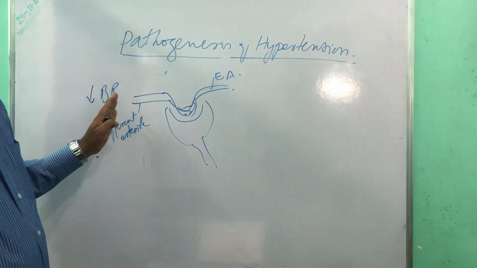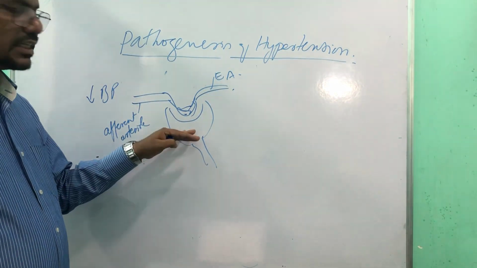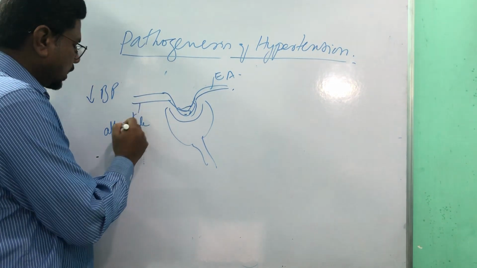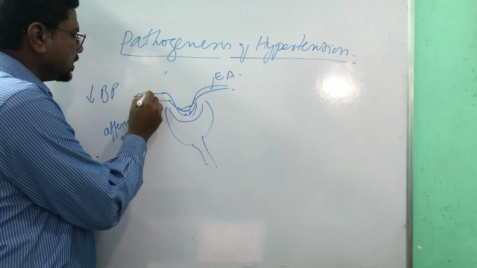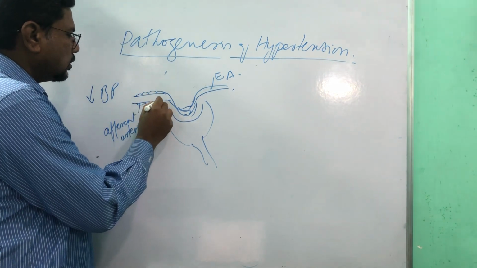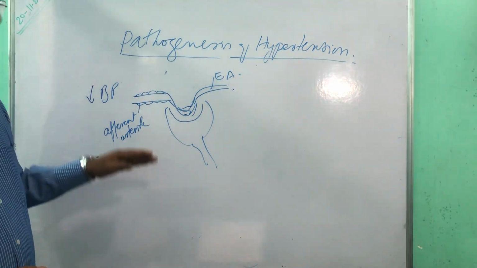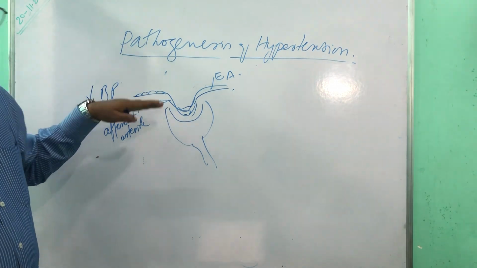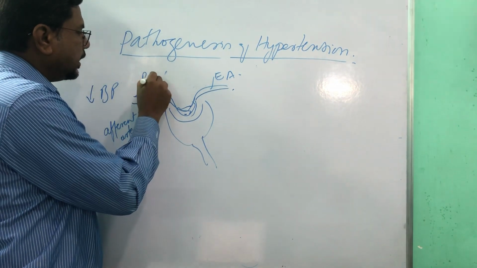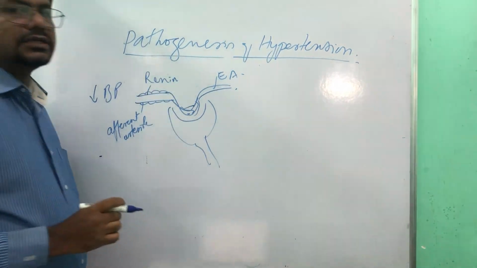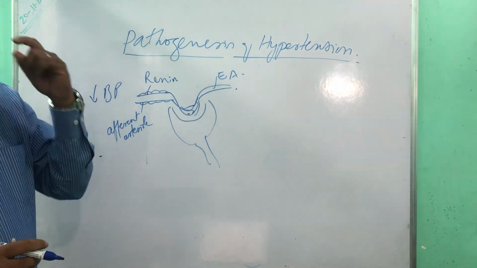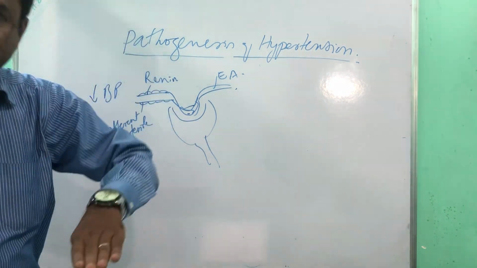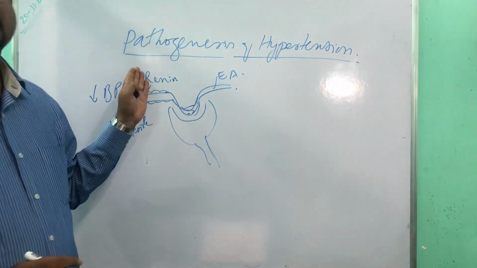Afferent arteriole. Where? This is Bowman's capsule. So here it is the afferent arteriole. There are cells, right? Endothelial cells of this arteriole. What does it release? It will release renin. Renin is released when blood pressure gets down. If it decreases, this renin is released.